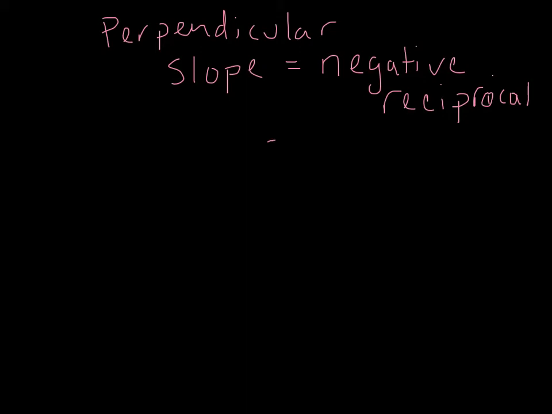So if the slope of one line is 3, then the perpendicular slope equals negative 1 over 3. So you make it the opposite sign and you flip it. Okay? Alright, so the example here: tell whether the graphs of 3y equals 9x plus 3 and 6y plus 2x equals 6 are perpendicular.